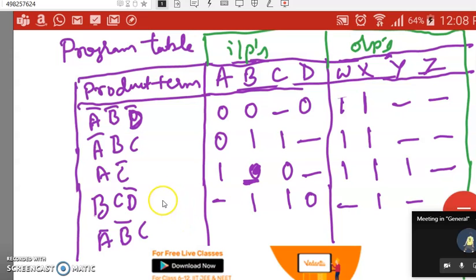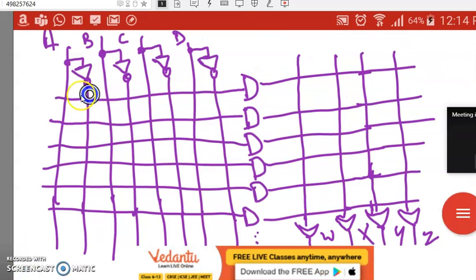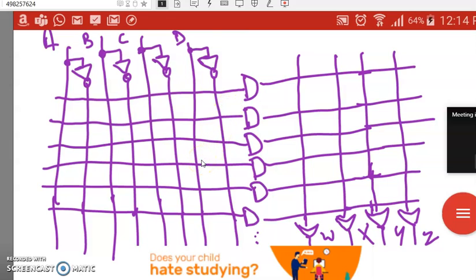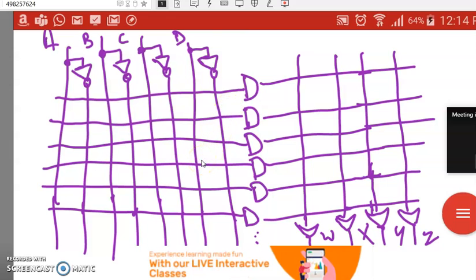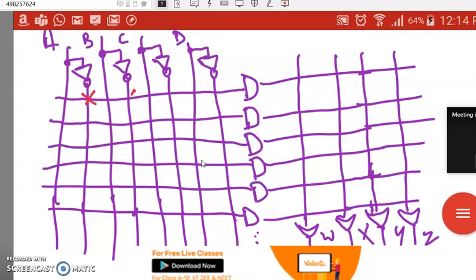Otherwise, you will have fewer terms only. But you have to list out everything: A bar, B bar, D bar. So, A bar, B bar, D bar, how do you connect? All complement. That's what you already wrote, right? Wherever you have written 0, it is bar. So A bar, B bar and D bar. This is the first term.